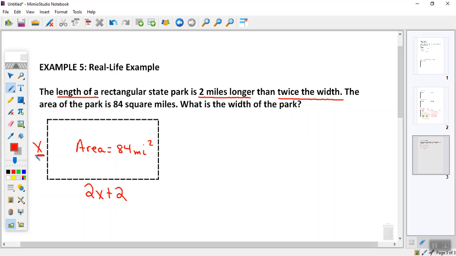It is length times width. So what I need to do is say, well, I know that x times this quantity, 2x plus 2, must equal what value, kids? Yeah, my length times my width has to be 84 square miles, right? All right, help me distribute on the left. What's the x times the 2x, kids? 2x to the second plus what?